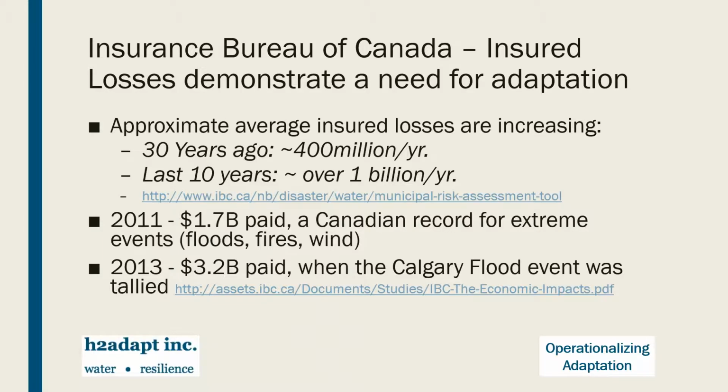The Insurance Bureau of Canada has documented a significant increase of insured losses from extreme weather events: floods, fires, wind. Losses have grown from an average of $400 million per year to over $1 billion per year. The years 2011 and 2013 were $1.7 billion and $3 billion of losses respectively. Such economic losses and related social impacts clearly demonstrate the need for adaptation and mitigation, the need to change practices so that we may strengthen our capacity to address these risks.